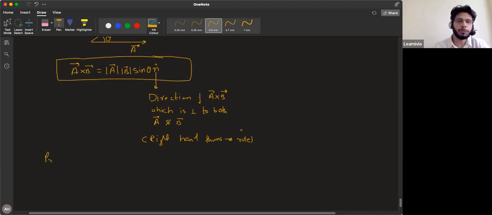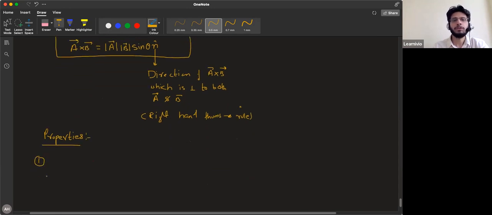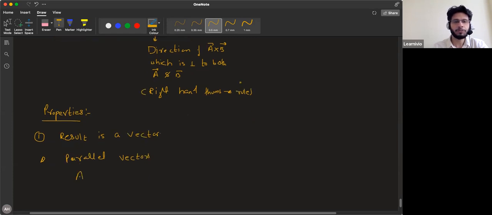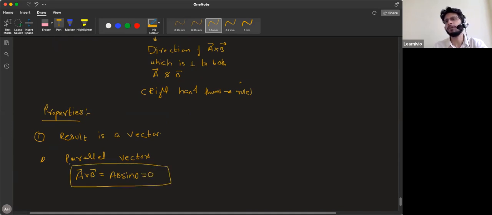Now, if we come to the properties of cross product, the first property is that the result is not a scalar. The result of cross product is a vector quantity. Second, if you have two parallel vectors, then A cross B will be 0, because for parallel vectors you write this as AB sine 0. Sine 0 is 0, so your A cross B comes out to be 0. So, parallel vectors: A cross B is 0.